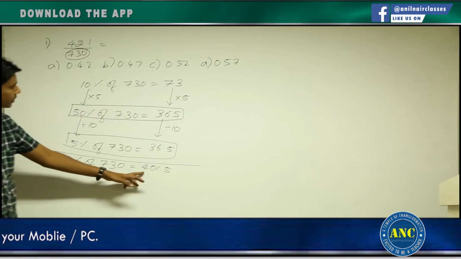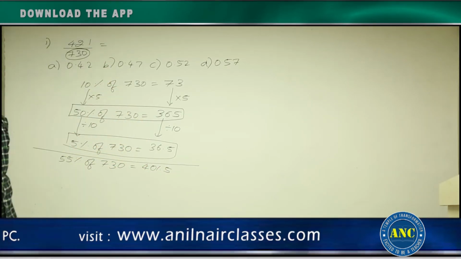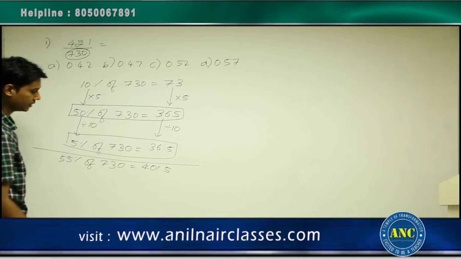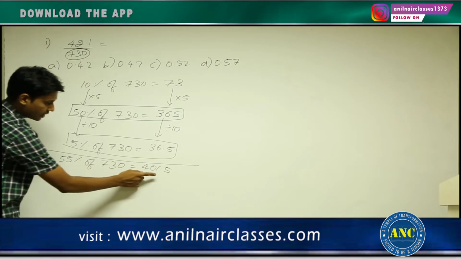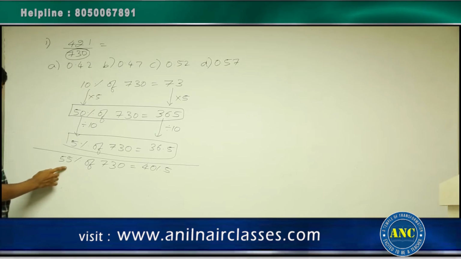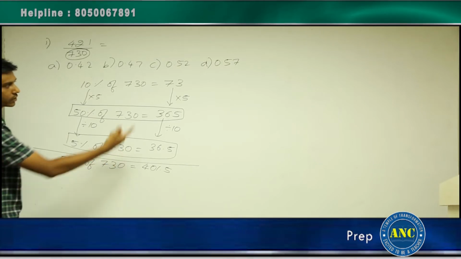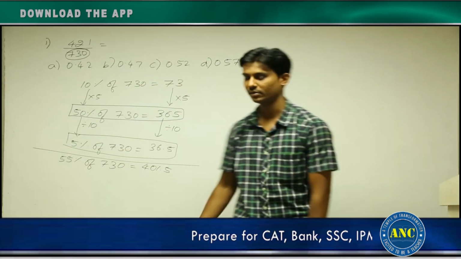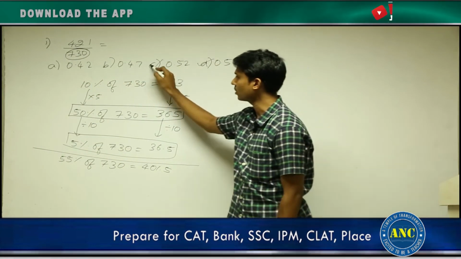Agreed? But still you need to get 421. That means you still need approximately 20 more. But you don't need to solve beyond this for this problem. Why? You still need 20 more, correct? That means the answer should be greater than 55%. The only option greater than 55% is 0.57. That is the answer.